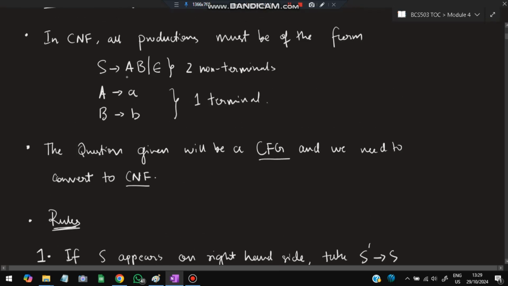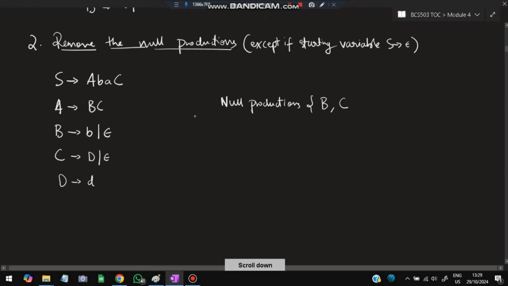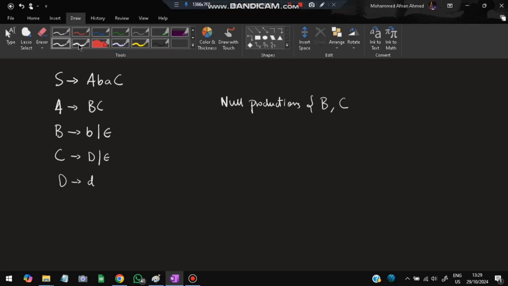Okay, this is possible. The starting state can go to null, others can't go to null. So if you find any other production other than the starting state which is going to null, like in this case B is going to null, C is going to null, and B and C are not starting states, then we have to remove those null productions. How do we remove those null productions? Let's understand it step by step.